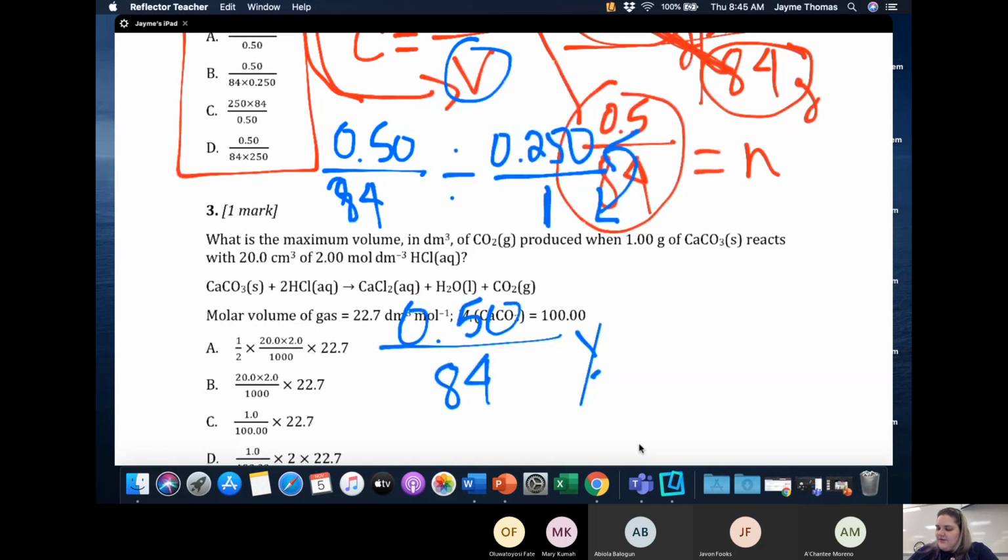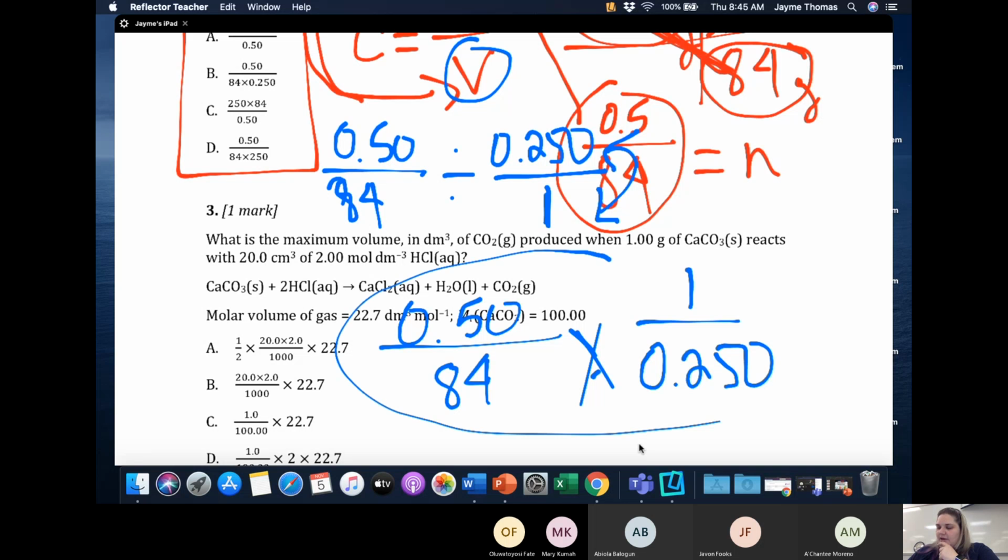Okay, so it's now 0.5 divided by 84, and I'm multiplying, but I flip it. So now the 1's on top and the 0.250 is on the bottom. Anytime you divide by a fraction, you multiply by the reciprocal, and the reciprocal means I'm flipping the numerator and the denominator. So I rewrite it. Now it looks like this.